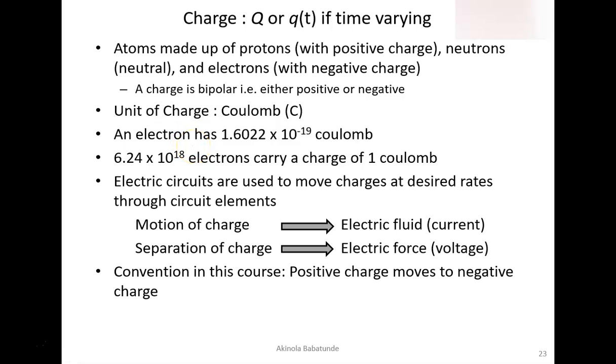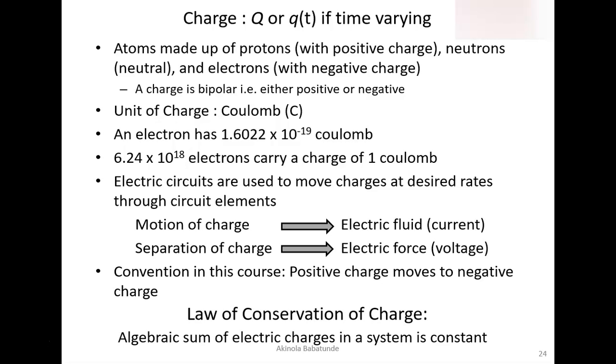Electric circuits are used to move charges at desired rate through circuit elements. So when we have motion of a charge, we are referring to current. When we have separation of charge, we'll be dealing with voltage. In this particular course, the convention of motion will be positive charge moves to negative charge. Please pay attention to this. It will be used in all our calculations, in all our analysis, in all our simulations. Positive charge moves to negative charge.